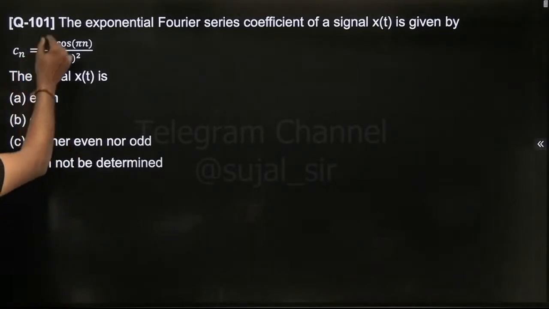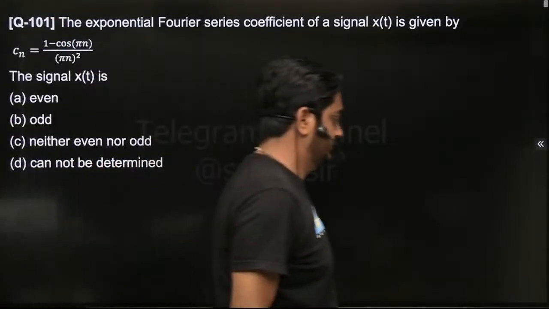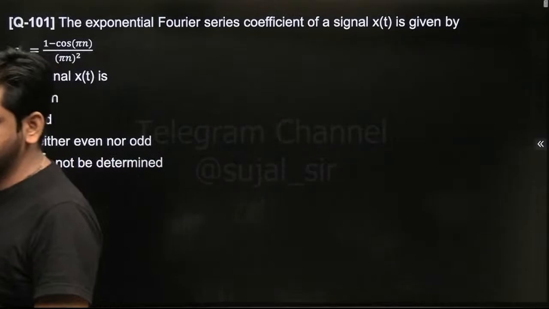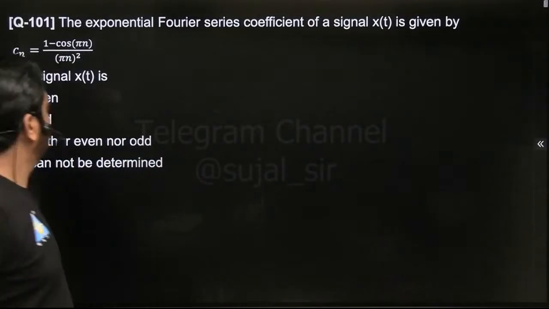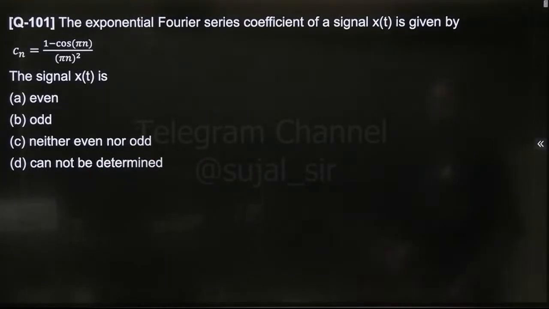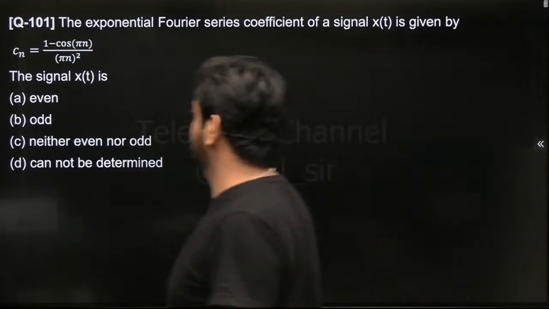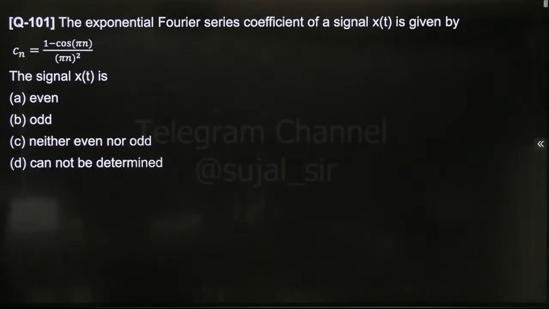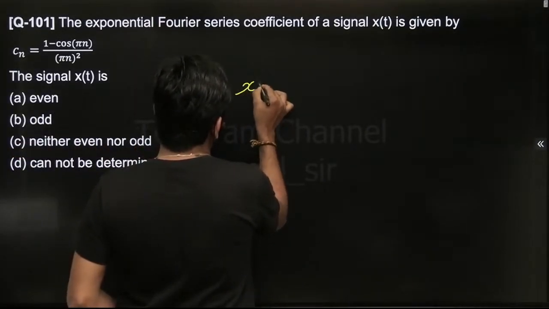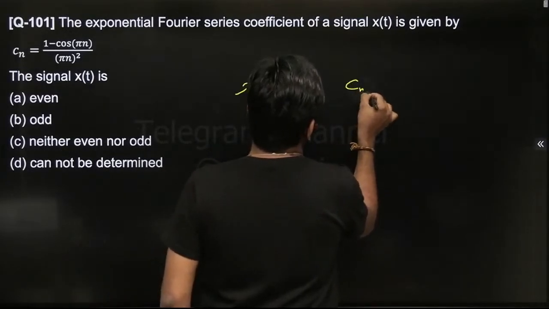Now this is question number 101. The exponential Fourier series coefficient of a signal x of t is given by Cn is equal to 1 minus cos pi n upon pi n square. The signal x of t is dash. Cn is given. Now remember this thing: the corresponding Fourier series coefficient of x of t.